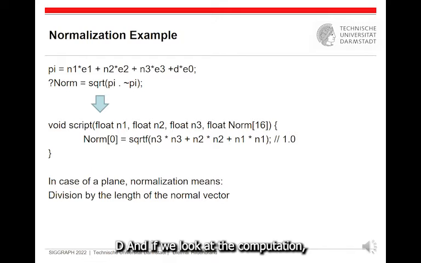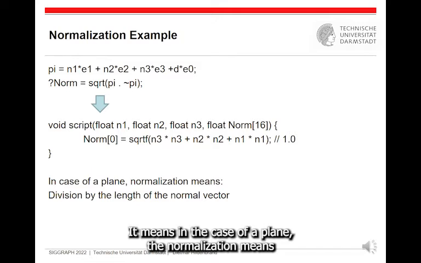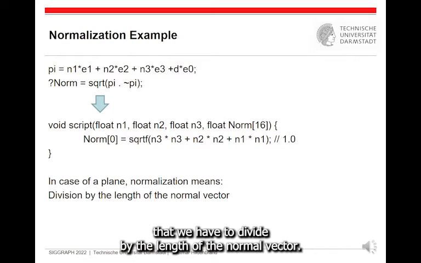If we look at the computation, we see that in principle the length of the 3D normal vector n1, n2, n3 is computed. This means in the case of a plane, the normalization means that we have to divide by the length of the normal vector.